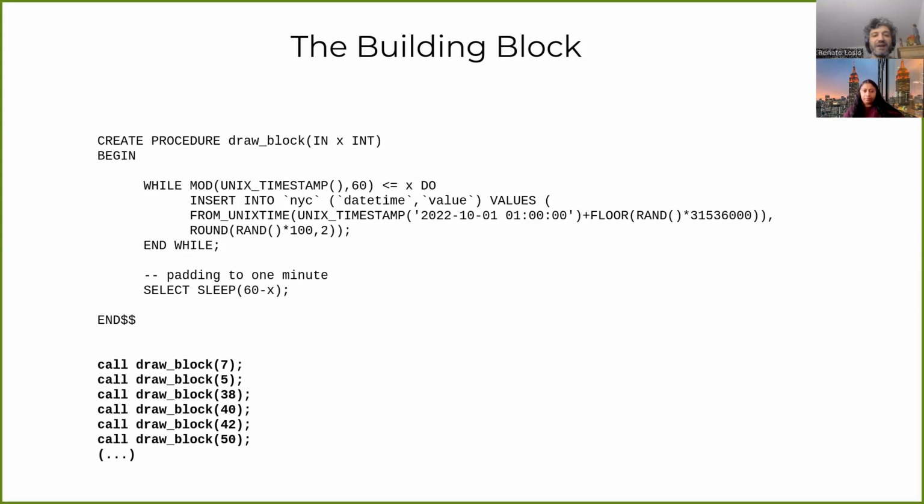So let's say that I pass the value 30: it's inserting records for 30 seconds, sleeping for 30 seconds. If I give 40, it's basically inserting for 40 and sleeping for 20. So at that point, if you average that, I'm doing it on the minute, you could have done it on the second, you could have done it in a block of 10 seconds.